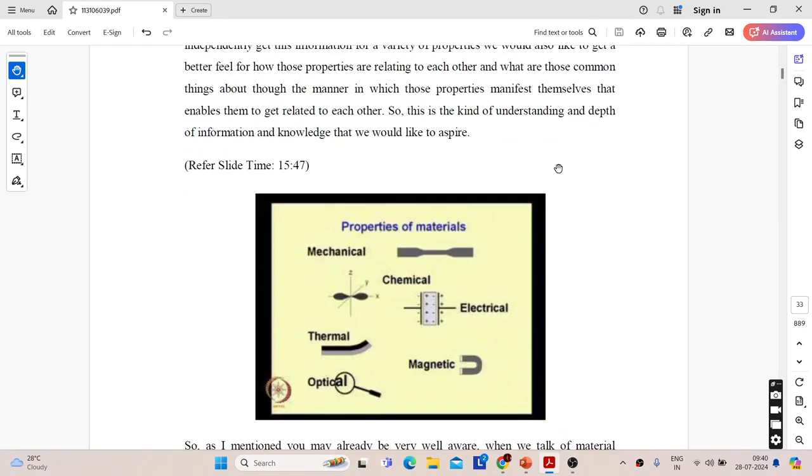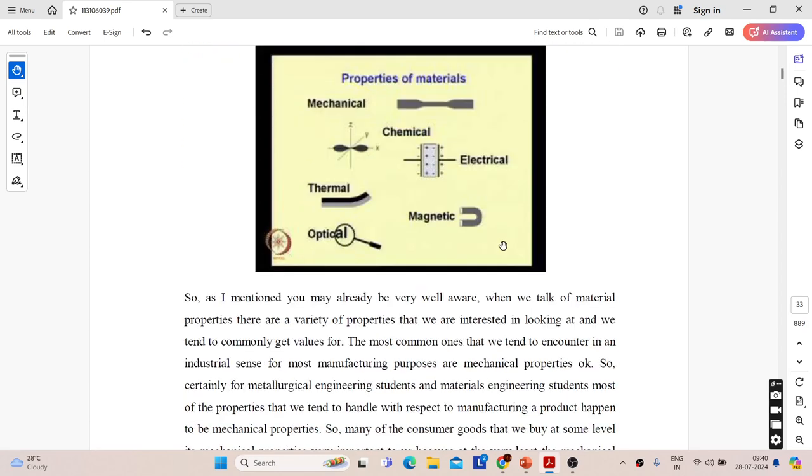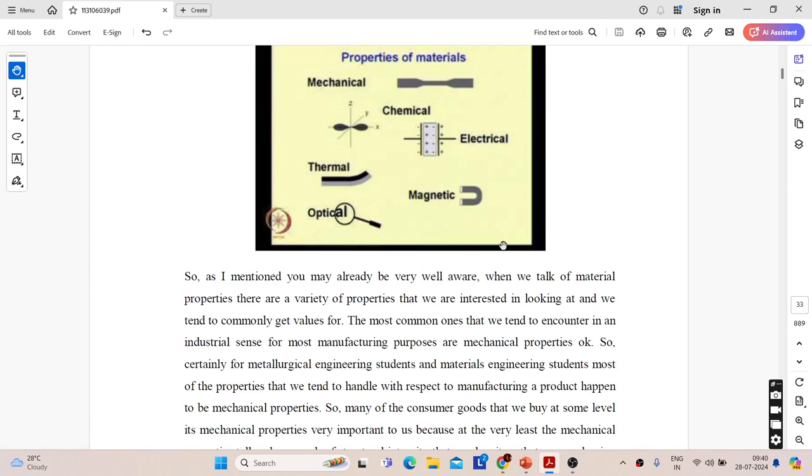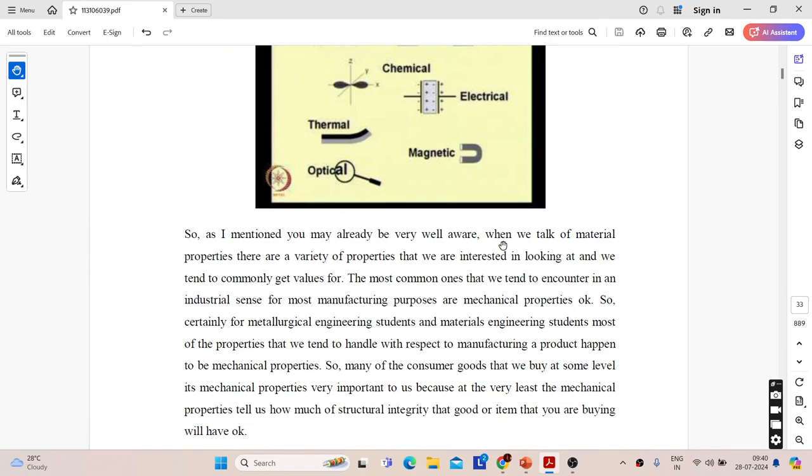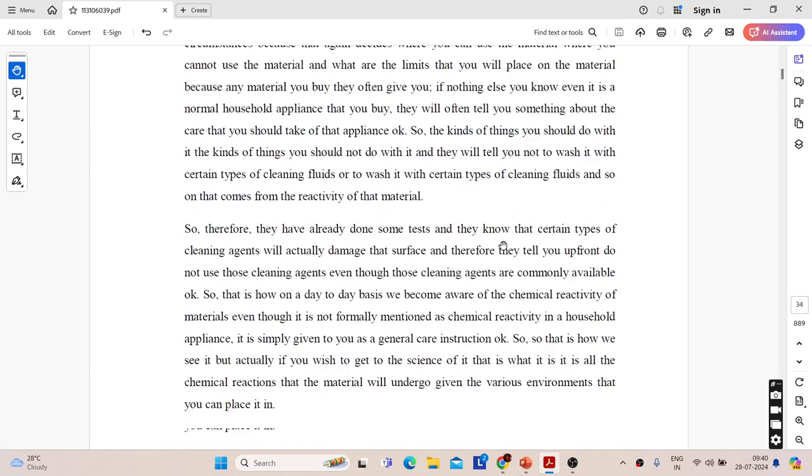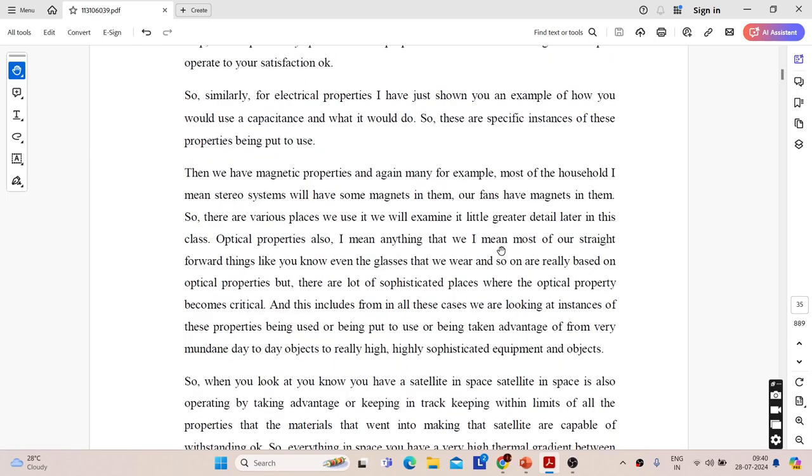So what are the different properties? Mechanical, chemical, electrical, thermal, magnetic and optical properties. All these we will study in great detail in this course. First, at a glance, we will go one by one. We will look into each one separately.